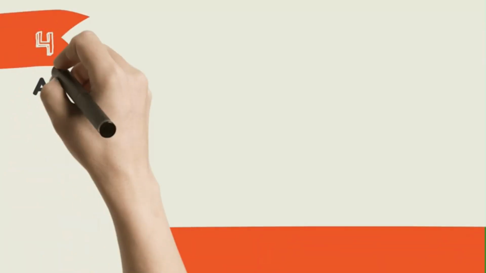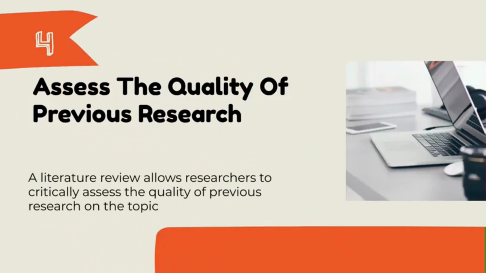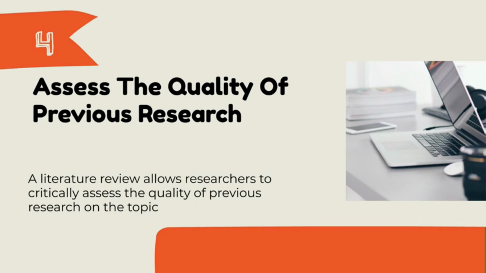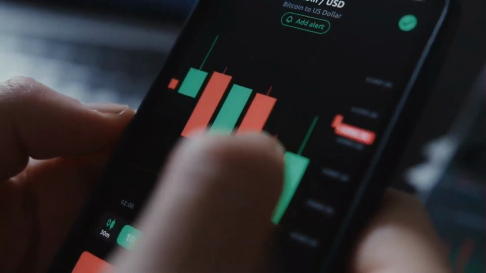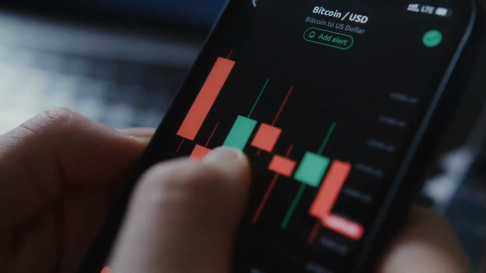4. Literature review helps assess the quality of previous research. A literature review allows researchers to critically assess the quality of previous research on the topic. It enables them to judge the strengths and weaknesses of the previous studies and to decide whether they should build upon or replace them.